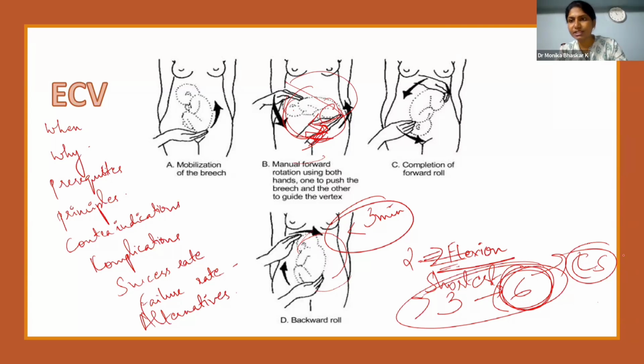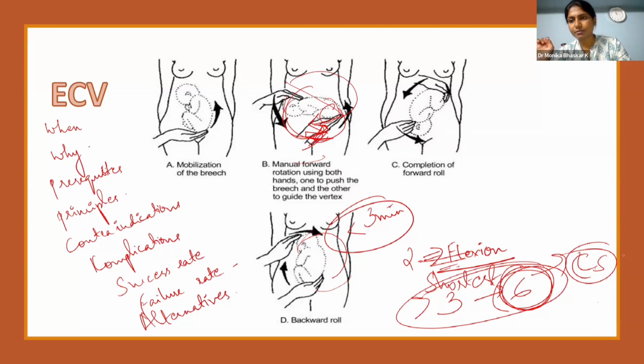Next, coming to the procedure as such. Please remember, it's a labor room procedure. It is not done in the OPD or the OT. It does not require any anesthesia. You can just give a tocolytic, and the preferred tocolytic is terbutaline 250 microgram subcutaneous stat dose. Ask the mother to empty the bladder and do an NST for 20 minutes.